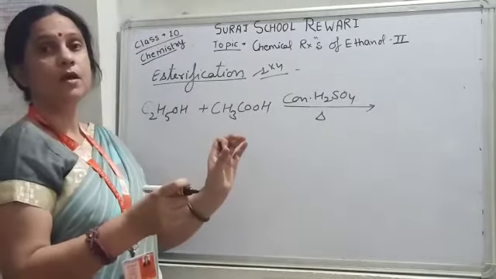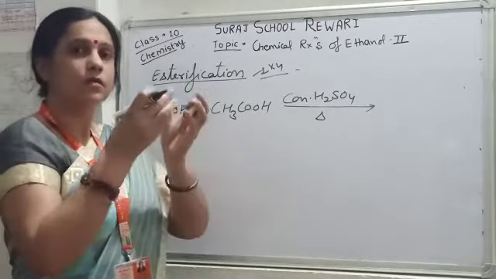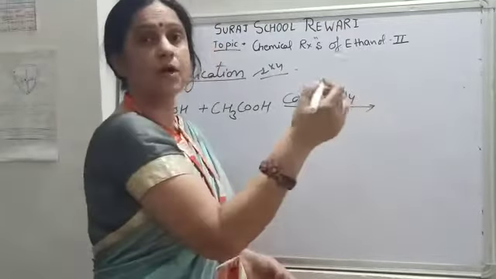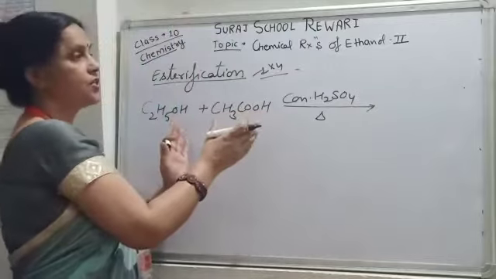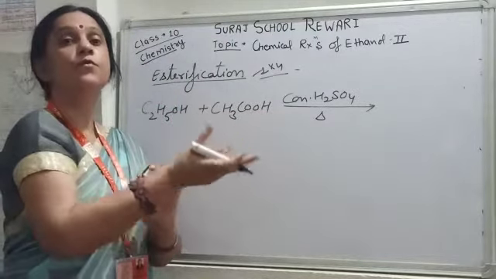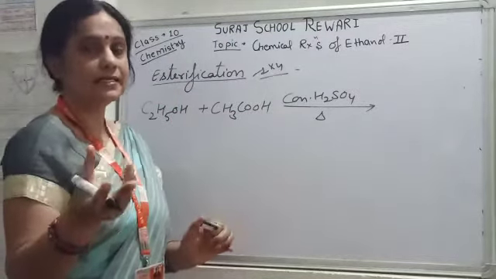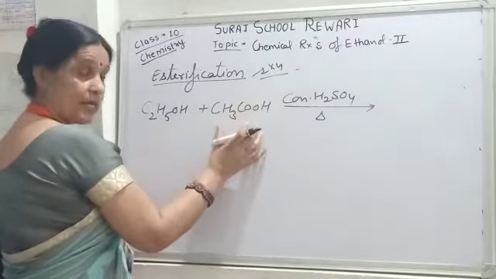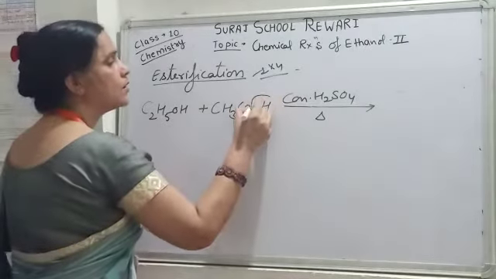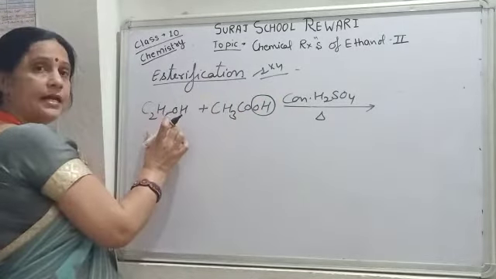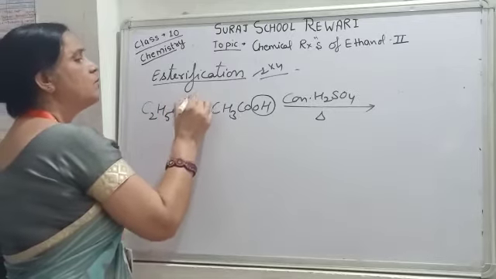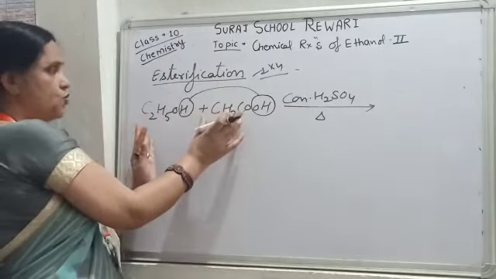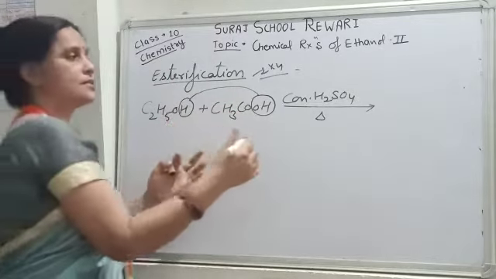after some time we observe that a fruit like smell comes out. That is the smell of ester. That means in this reaction a product is produced that has a fruit like, sweet smell, that is ester. In this reaction ethanoic acid gives out OH and ethyl alcohol gives H. These both react with each other to give rise to water, and these two parts are combined to produce ester.